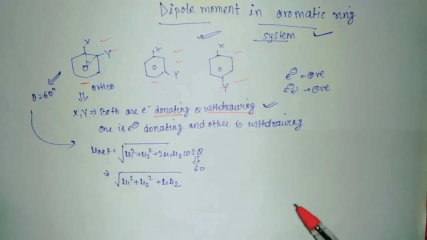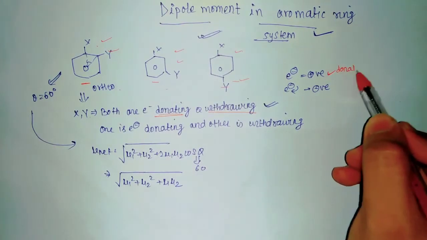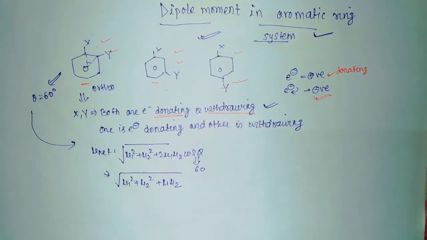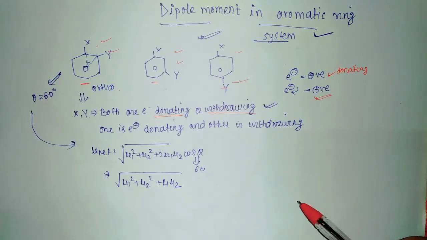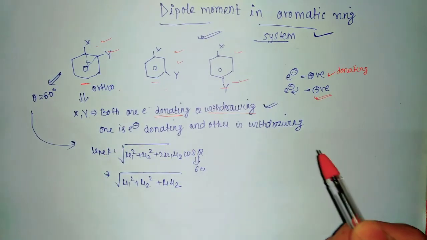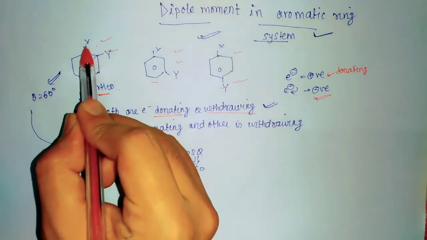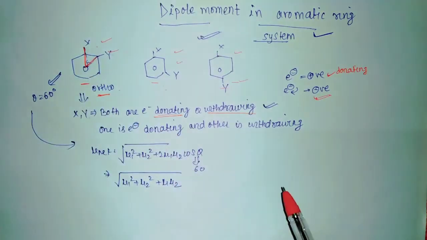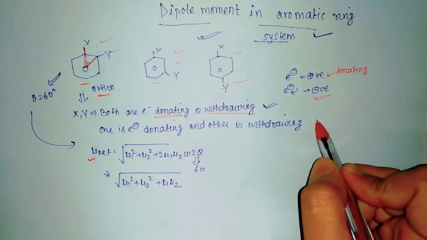We are denoting electron donating groups by a positive sign and electron withdrawing groups by a negative sign. Okay, first case: when both groups are electron donating or both withdrawing. If you move to the ortho position, the angle becomes 60 degrees.